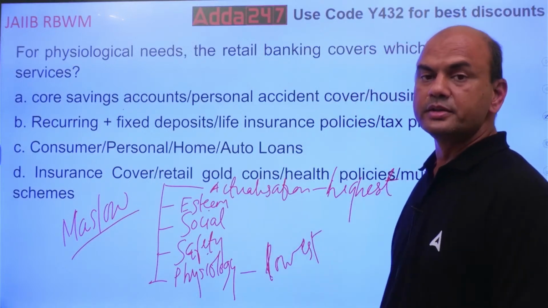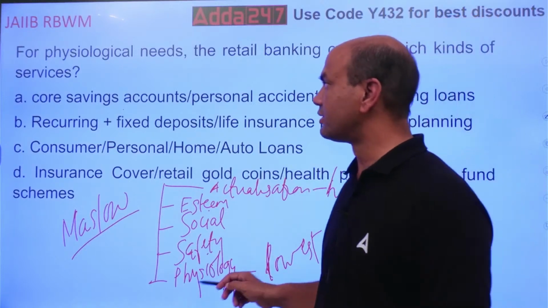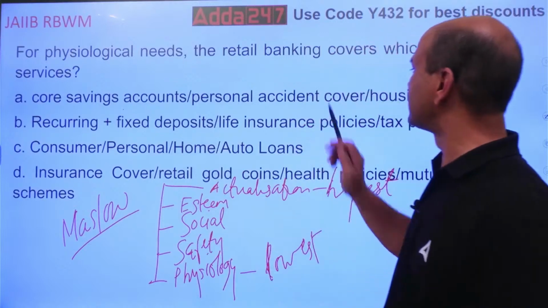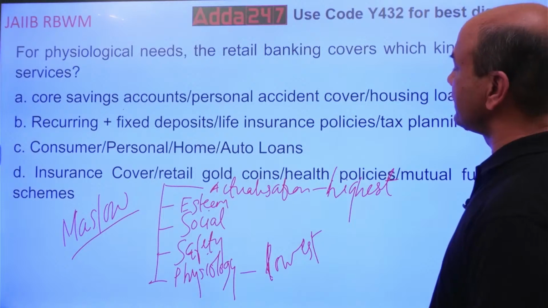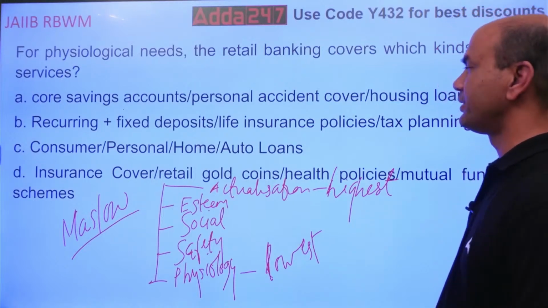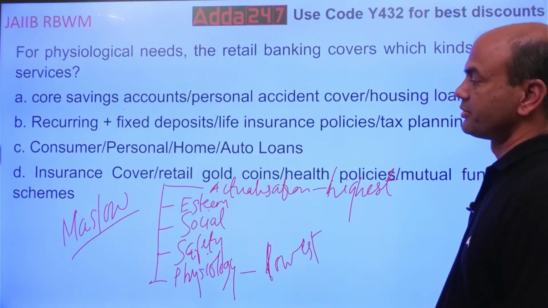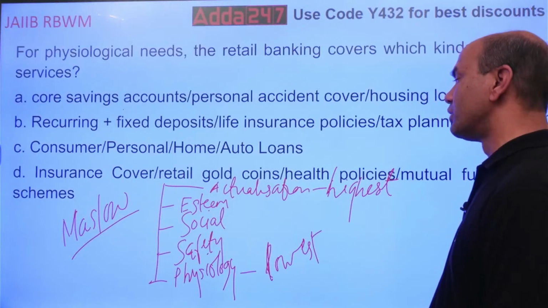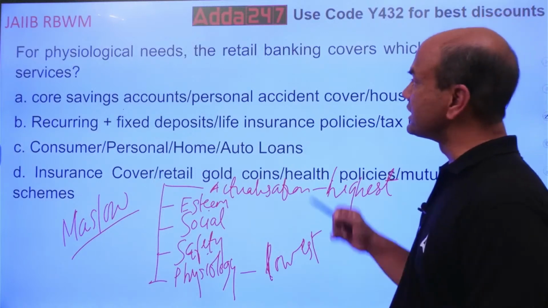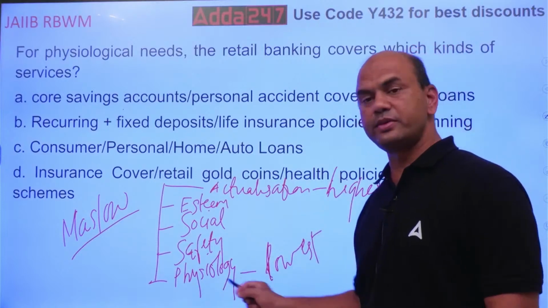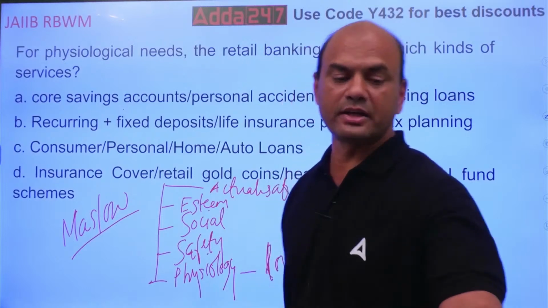Okay, so now we are talking of physiology. Physiological needs means here core savings account, personal accident cover, housing loans, recurring FD, life insurance policies, tax planning, consumer, personal, home loan, auto loans, insurance cover, retail gold coins, health policies, mutual fund schemes. What will you suggest to the client who is having a physiological need? Hand to mouth. What will you suggest to that client?